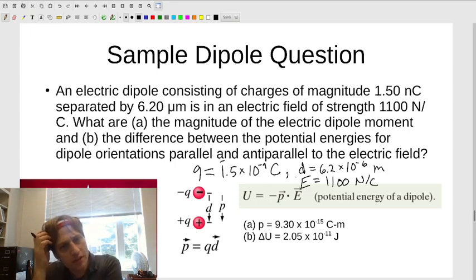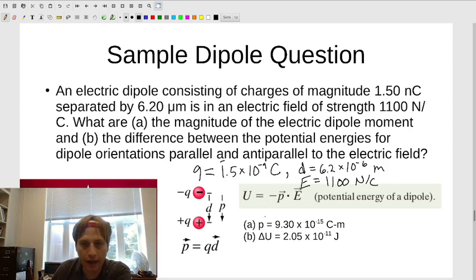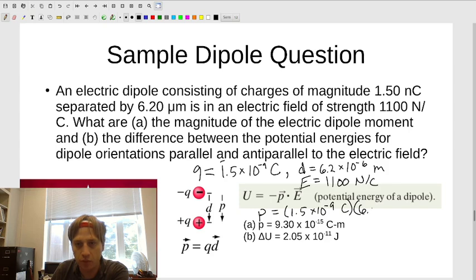So then it asks me, what is the magnitude of the electric dipole moment, and what is the difference between the potential energies for the dipole orientations parallel and anti-parallel to the electric field? Okay, so for part A, it's just asking me to take my Q times my D. That gives me my dipole moment. So it's going to be 1.5 times 10 to the minus 9th coulombs times 6.2 times 10 to the minus 6 meters. And that gives you 9.3 times 10 to the minus 15th coulomb meters. Okay, so that's your dipole moment.